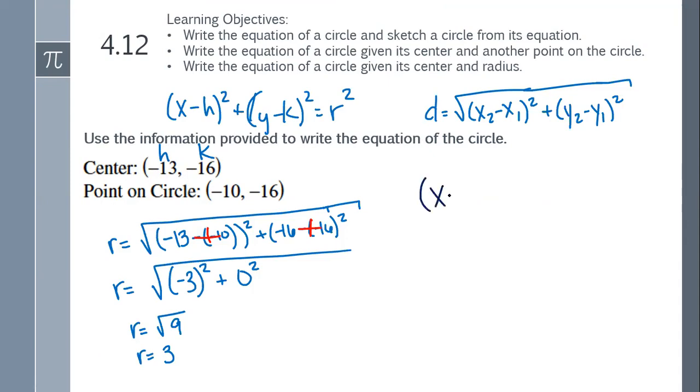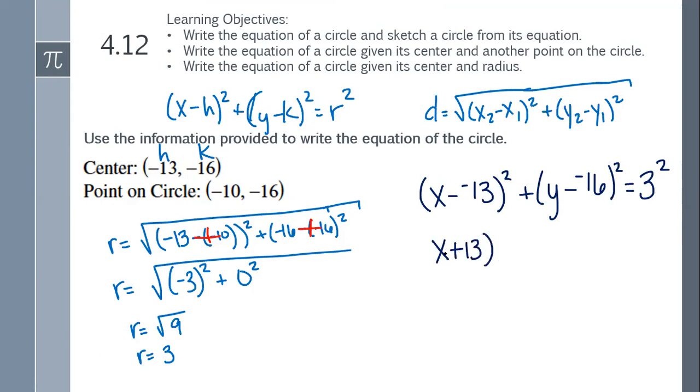So x minus negative 13 squared plus y minus negative 16 squared equals 3 squared. Again, simplify my signs: (x plus 13) squared plus (y plus 16) squared equals 9.